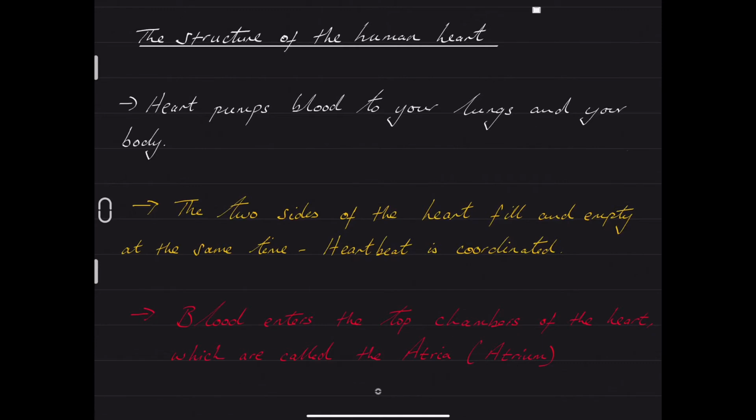The way it contracts and relaxes, there's a coordinated manner in which this happens, and the two sides of the heart are filling and emptying at the same time. The third point is that blood enters the top chambers of the heart, which are called atria or atrium. So now we've just looked at the atrium, and we're just going to see that on a diagram again, and you've seen it via the simulation, the top chambers of the heart.